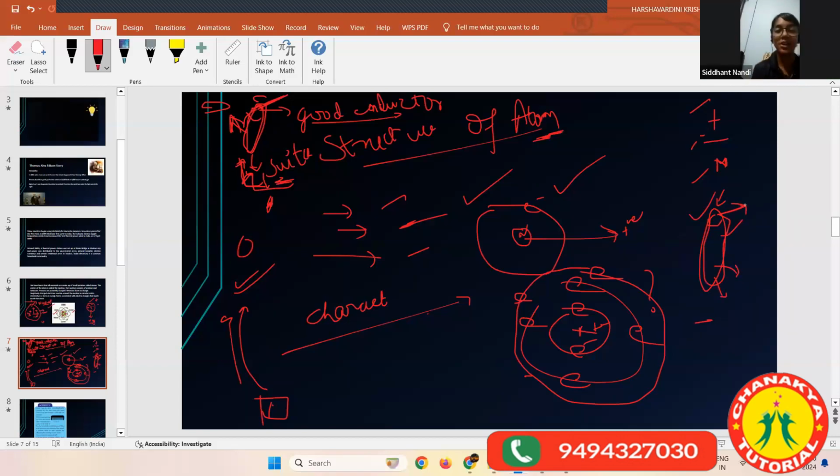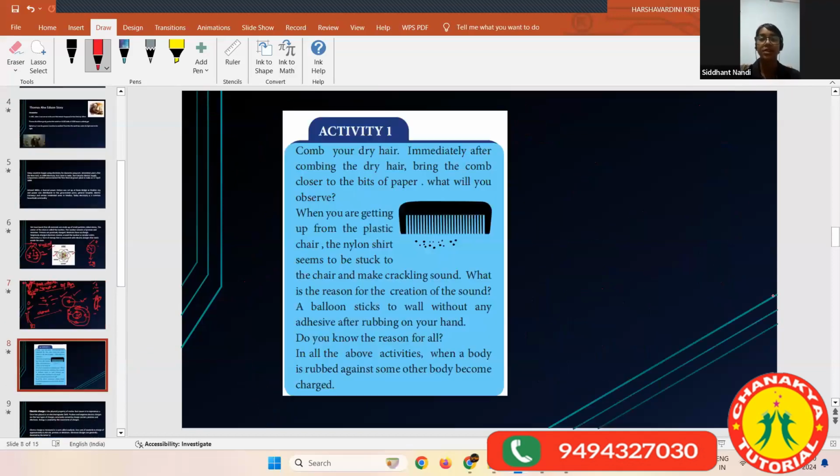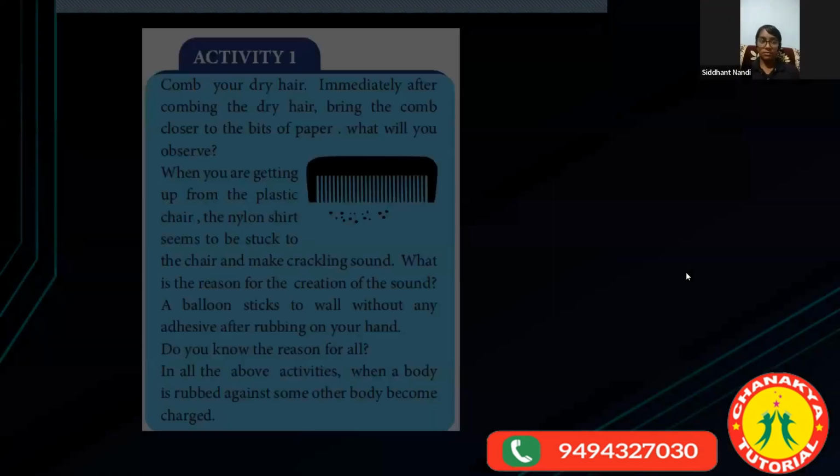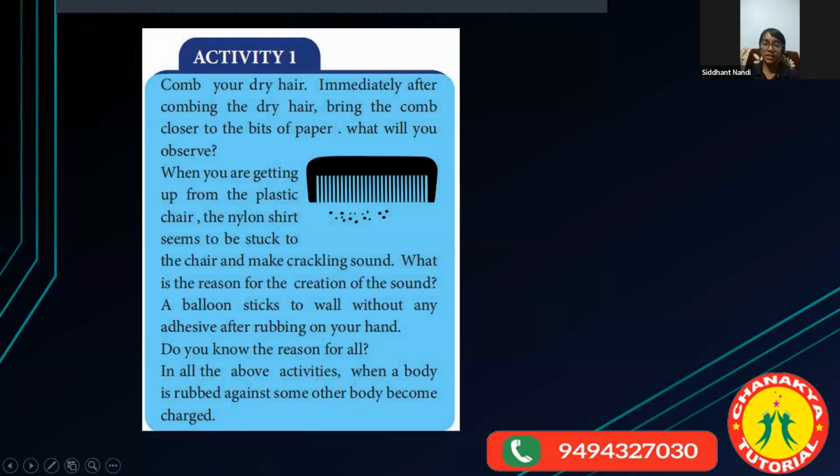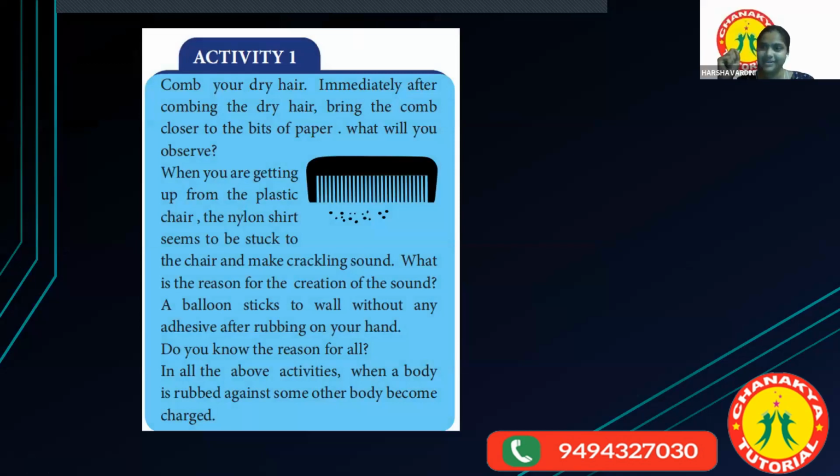Ma'am, also, one time I was just sleeping, and my mom came and I told her to sleep with me. When she slept with me, I touched her hand, and then I got a big shock. I don't know why. I'm getting that daily, actually.